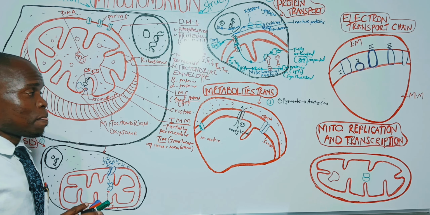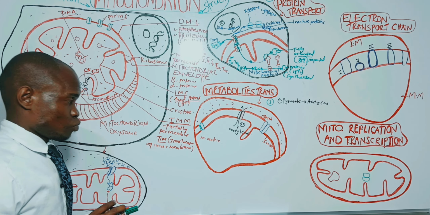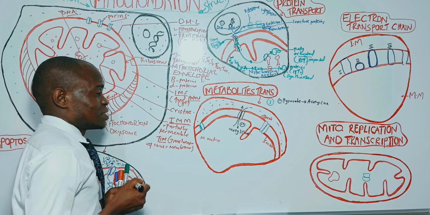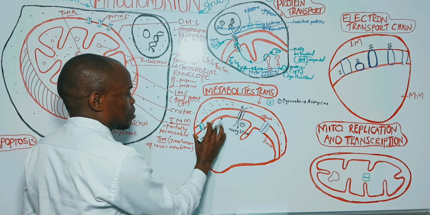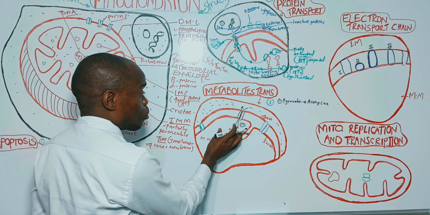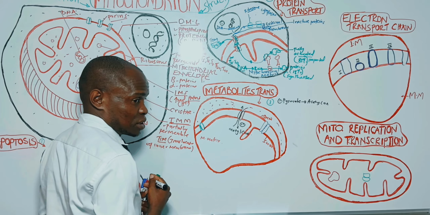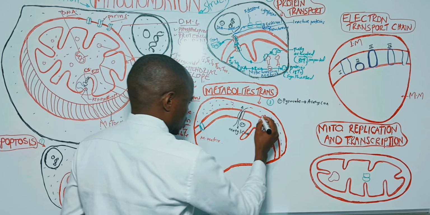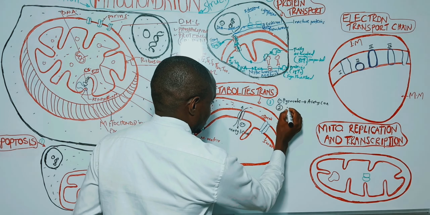But remember, this acetyl coenzyme A and even some other products can go back and again form glucose. This is now called gluconeogenesis.